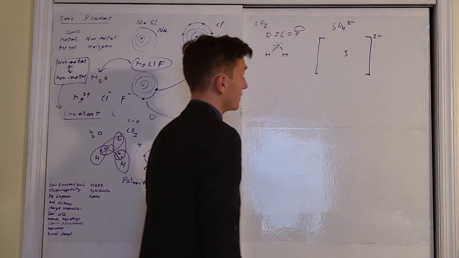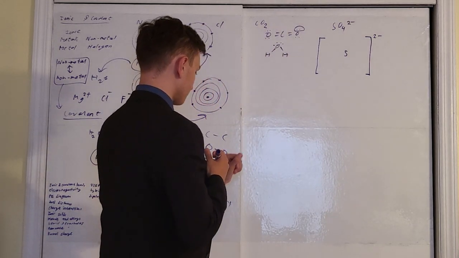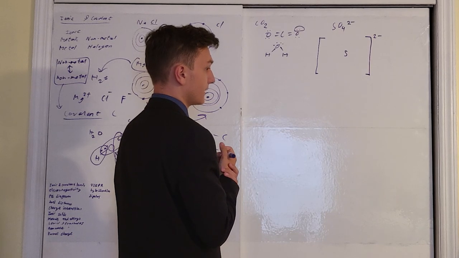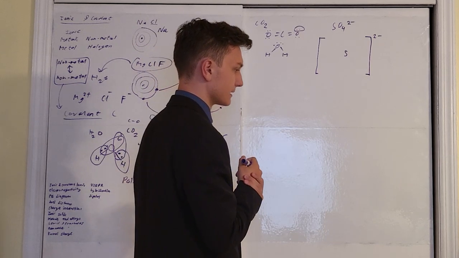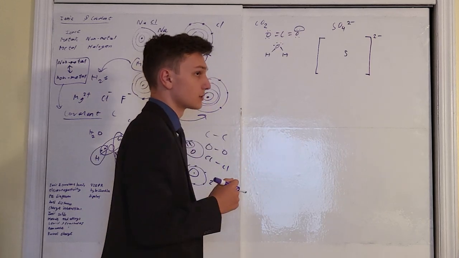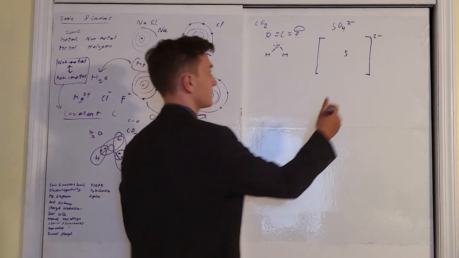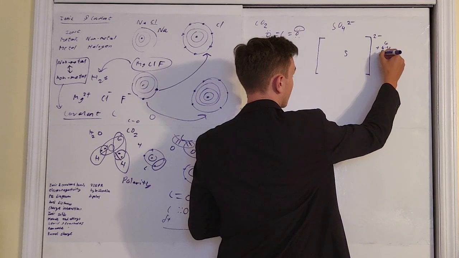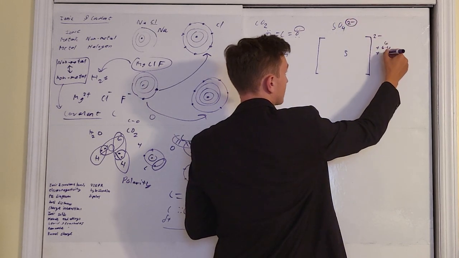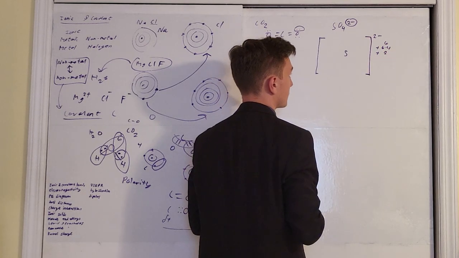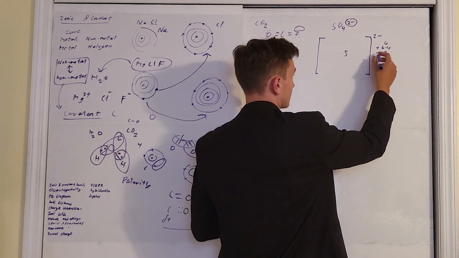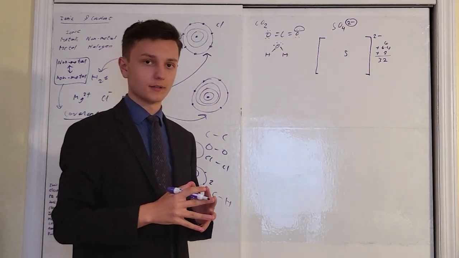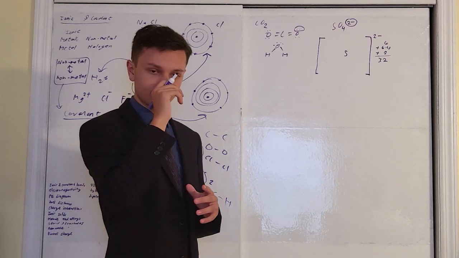It's what everything is going to be bonded to. Okay. And let's count up all of the valence electrons that we have in this system. Sulfur has 6 valence electrons. Oxygen has 6 valence electrons, times 4, plus the 2 minus, plus 2 electrons. So that's 6 times 5, which is 30, plus 2 is 32. So we have 32 valence electrons in this Lewis structure.